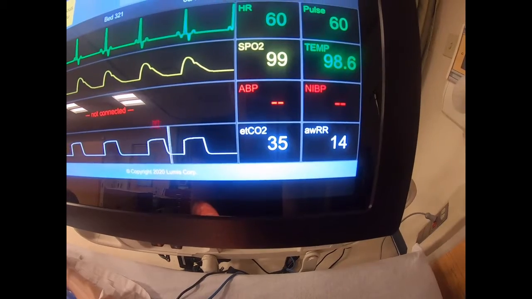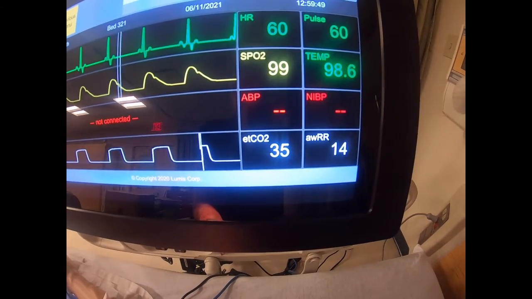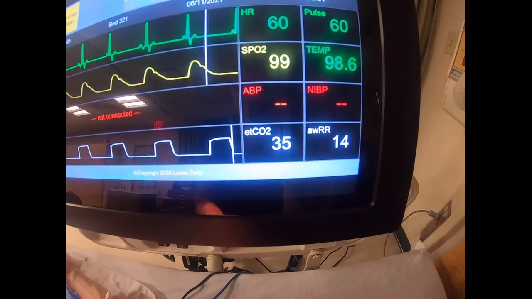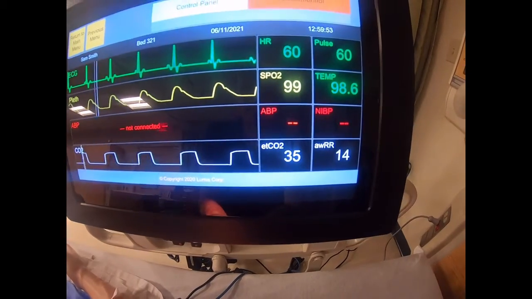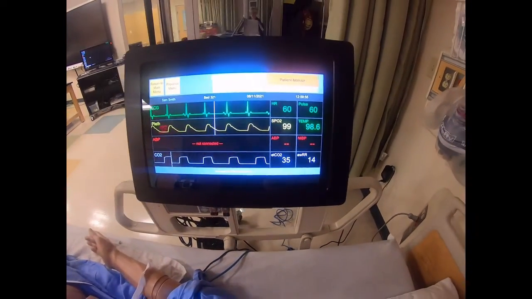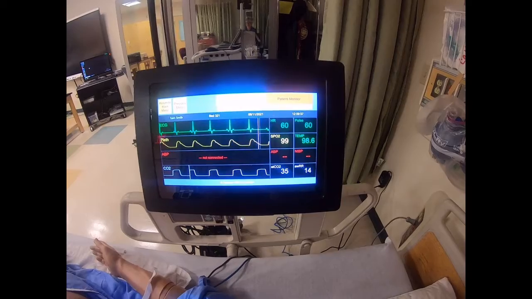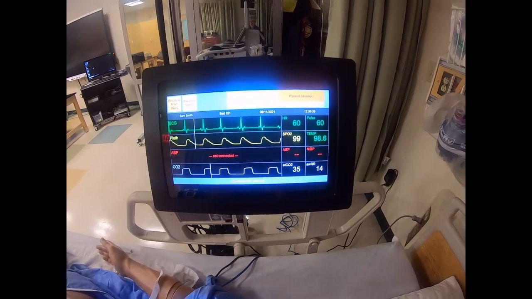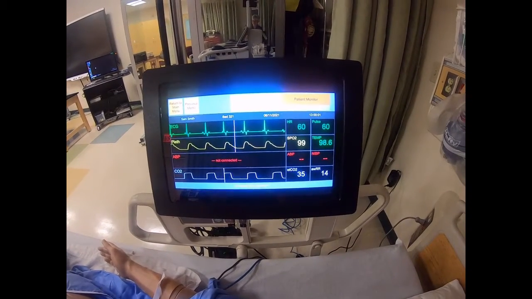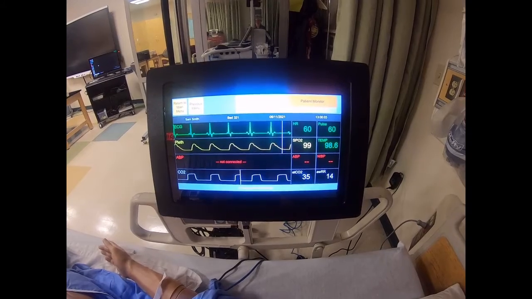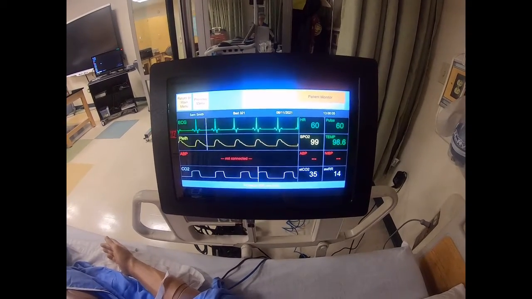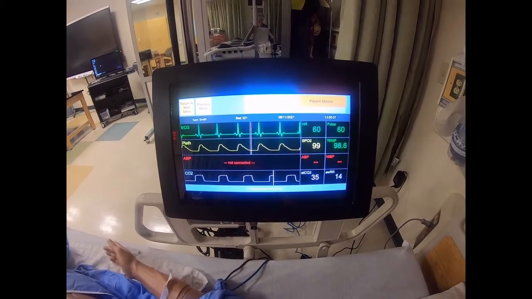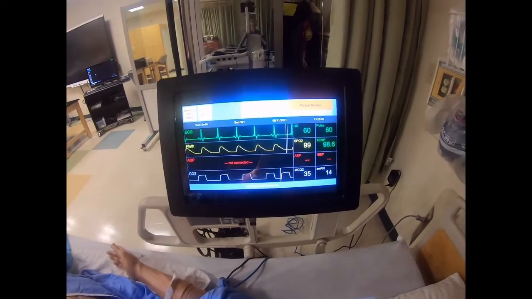Our normal CO2 is anywhere from 35 to 45. And if we have it over 45, we find that my patient is acidotic. And if it's under 35, we find that my patient is alkalotic. It just depends on the level of CO2 in my blood.